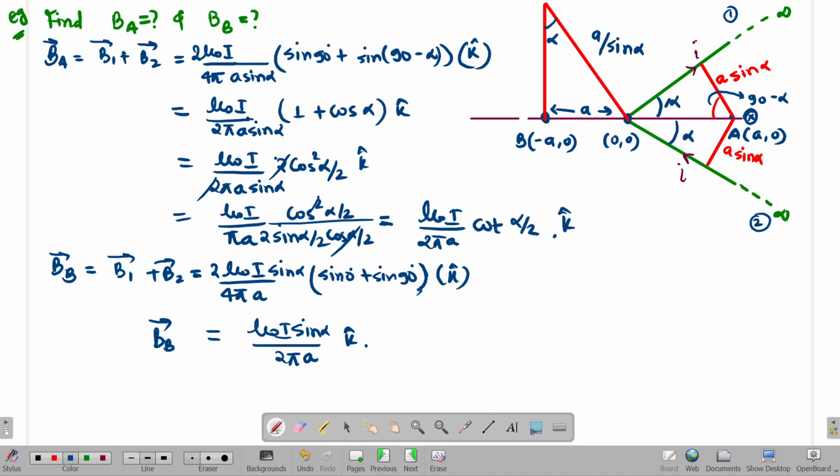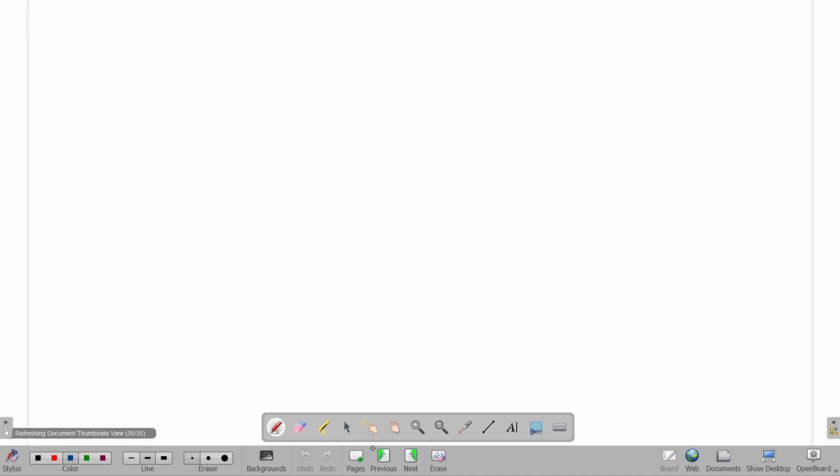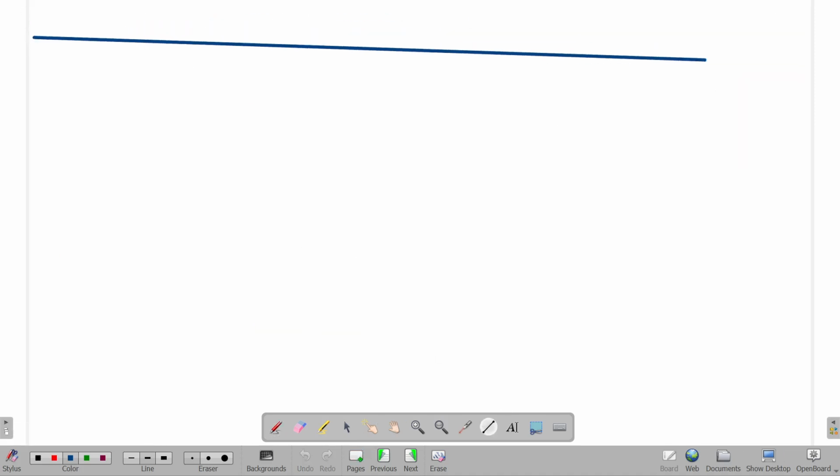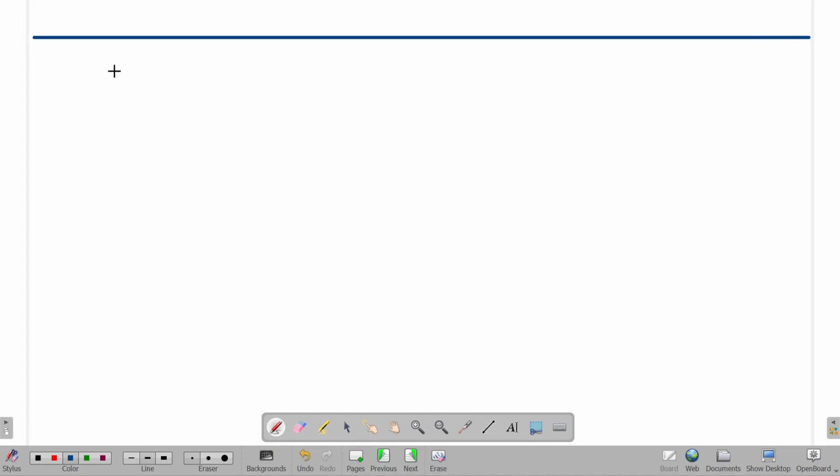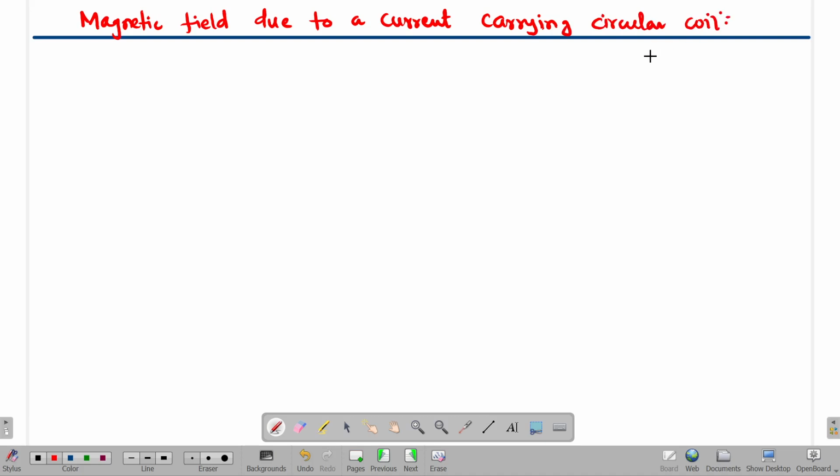Okay, so let us move on to our next topic. Give the heading. First we found the magnetic field due to the straight wire, isn't it? Now we'll find the magnetic field due to a current carrying circular coil. Magnetic field due to a current carrying circular coil.